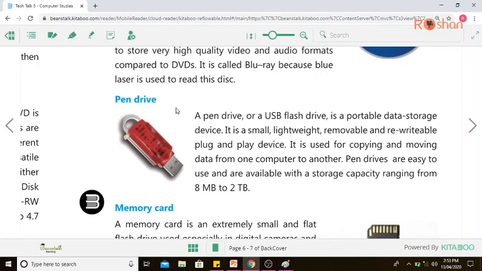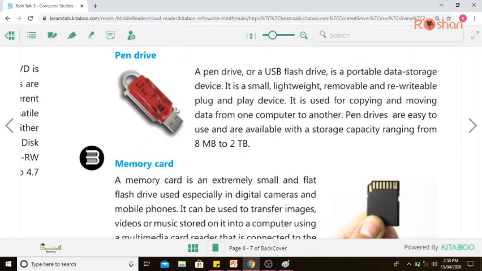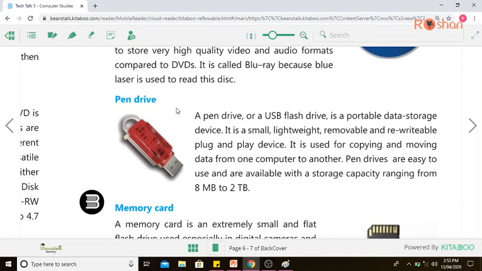Pen drives are easy to use and are available with storage capacity ranging from 8 MB to 2 TB. What is the best part? It's easy to use, small in size, lightweight, removable, rewritable, and has good capacity also. That's why the pen drive is very common and very famous device now, you can see.